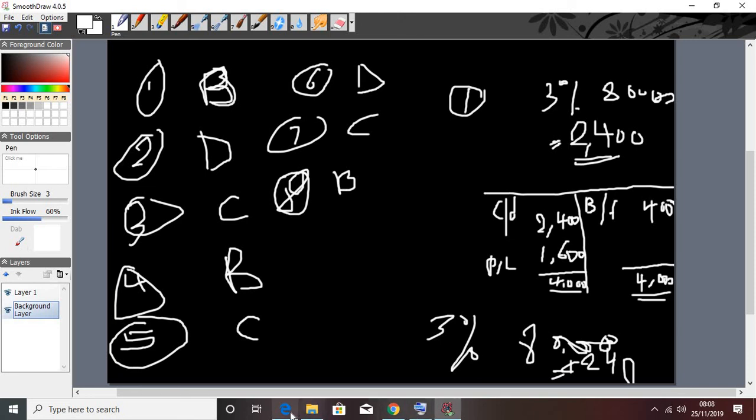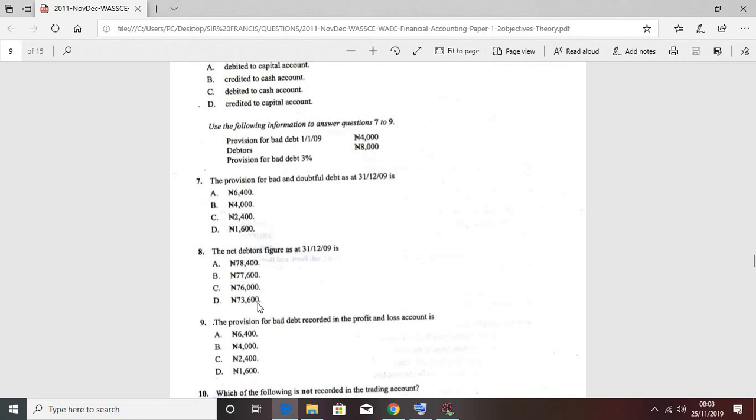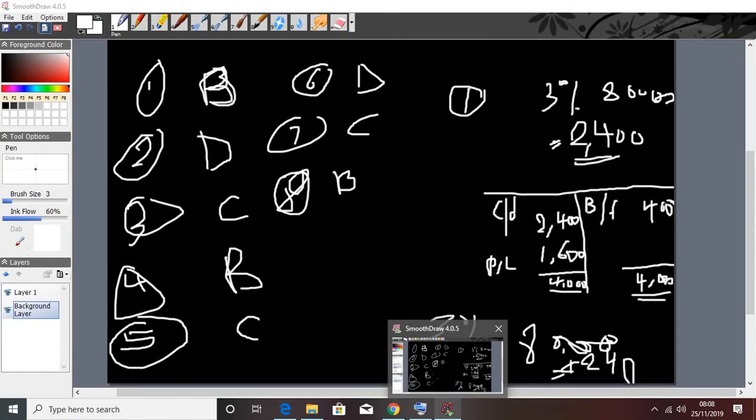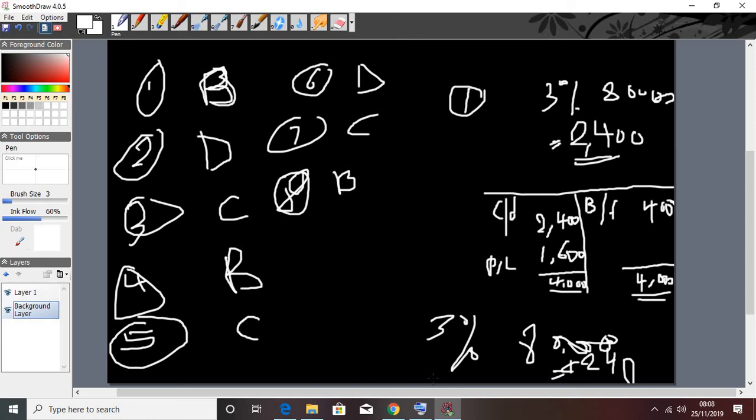You don't have it in the answer, so there was something wrong. So if you deduct 240 from 8,000 per their question, if you are to go by that, you get 7,760. But here we don't have 7,760, so it's far from the answers. So that's why I said there's something wrong with that. So the debtors figure, according to my opinion, is supposed to be 80,000. So stick to that. Okay, so let's go to question number 9.